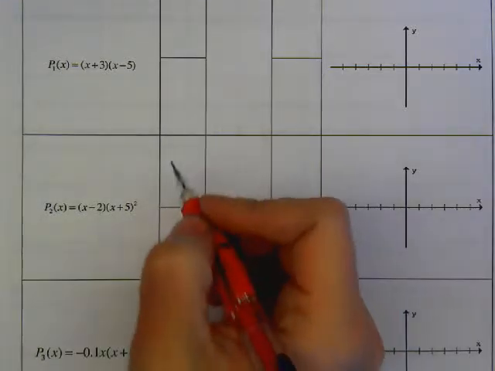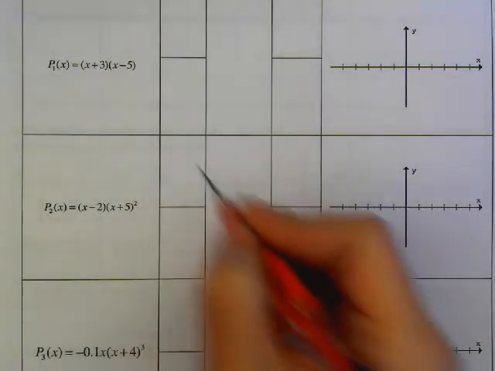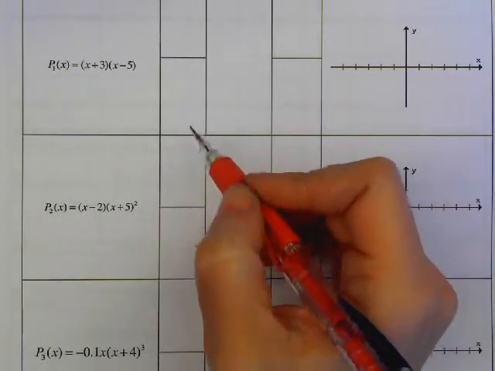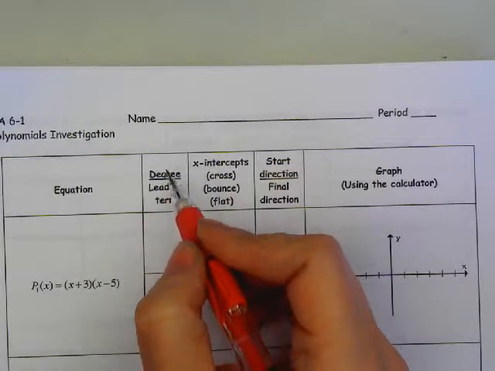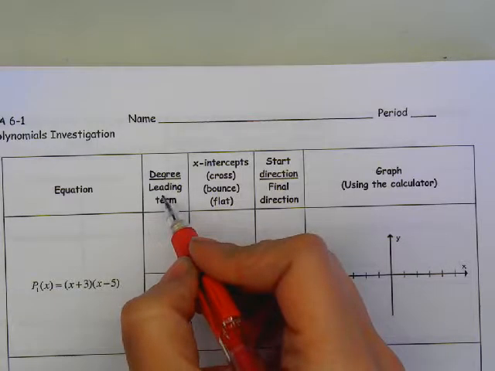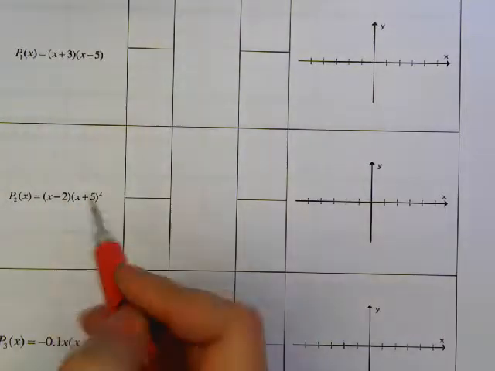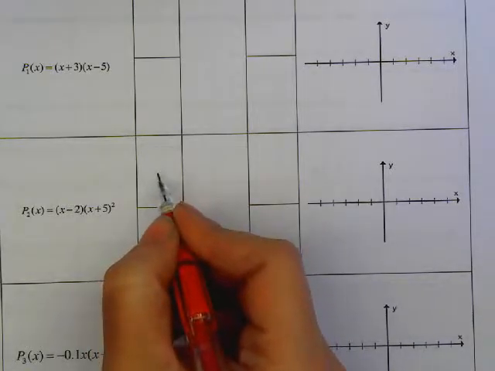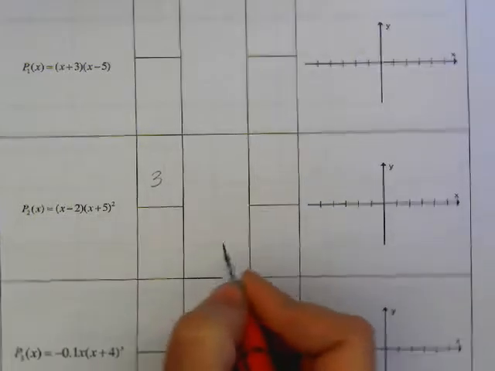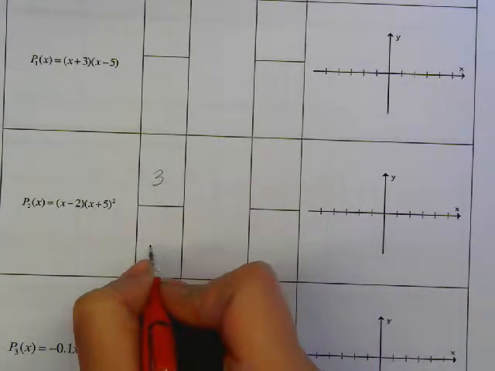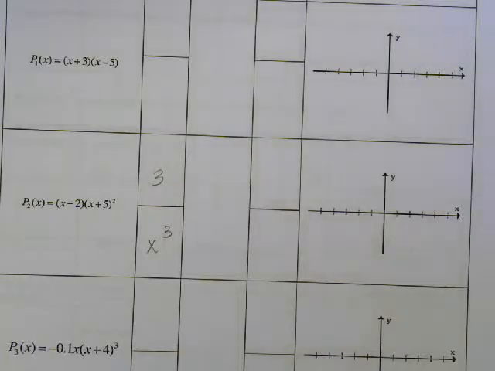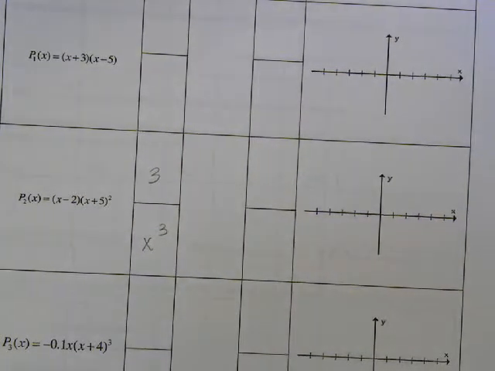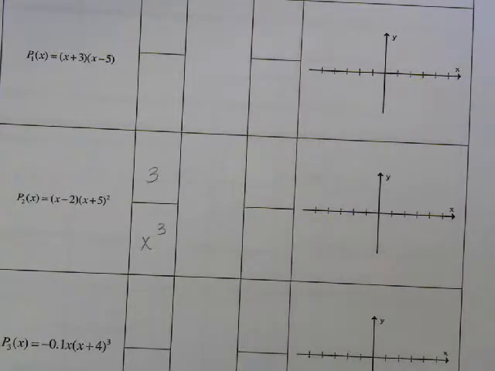All right. So there are a couple things that you're needing to fill out, and I want to clarify what you're filling out. If you go to the top of your worksheet, you have degree, and then under that, leading term. So if I look at P sub 2, what's my degree of that equation? 3. And what's my leading term going to be? X to the 3rd.